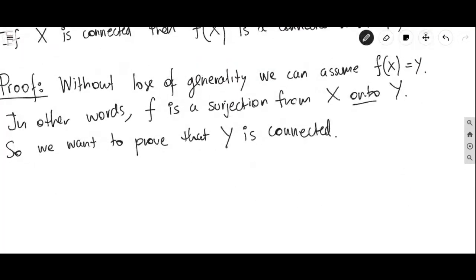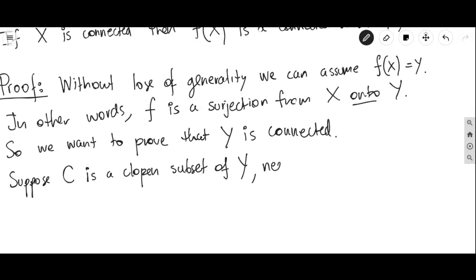So how do we do this? Here's how we do it. We're going to suppose C is a clopen subset of Y, and we need to show that C is either empty or C is equal to Y. That's the definition of being connected.